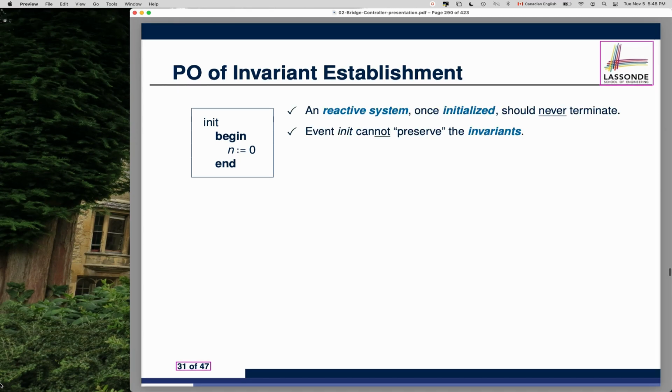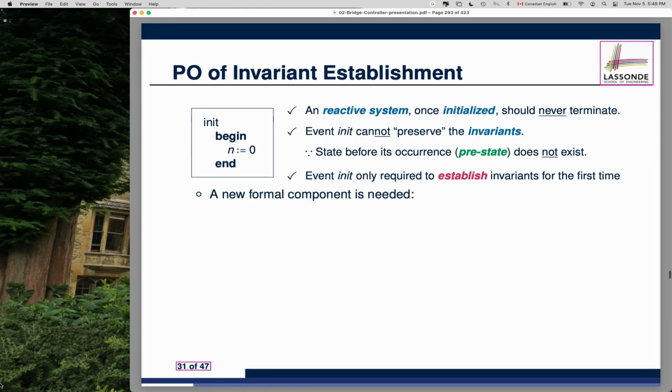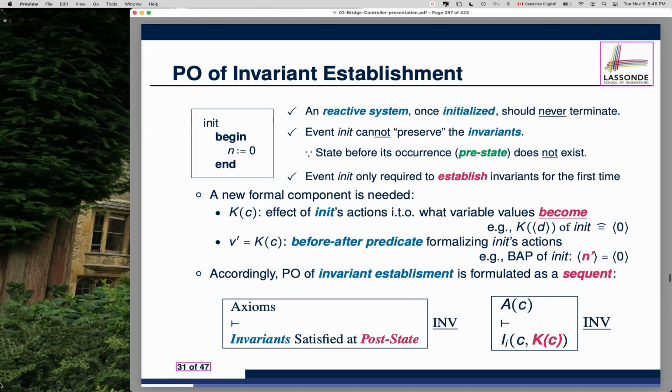All right, let's now talk about the proof obligation. And I'll just talk about it. So this part here is already covered on the page. Let's now get to it right away.